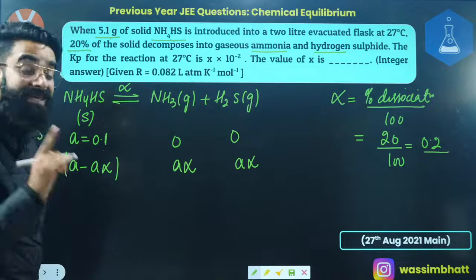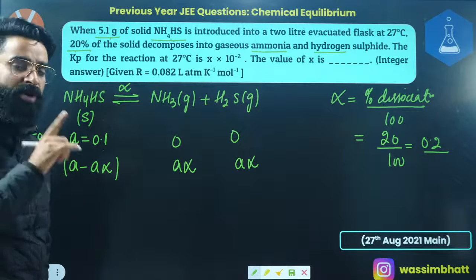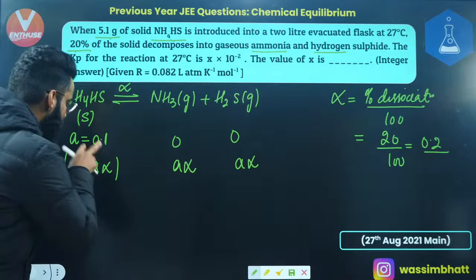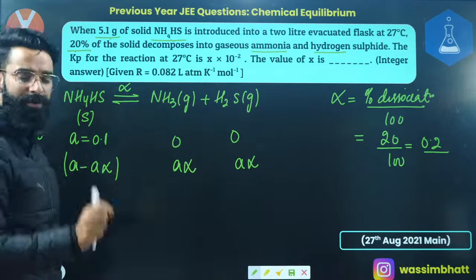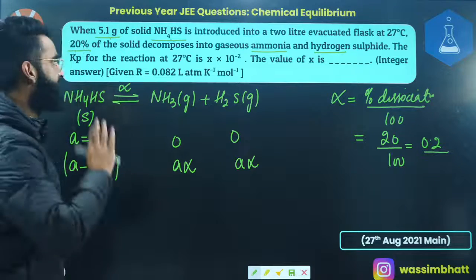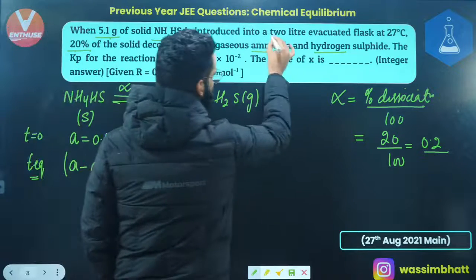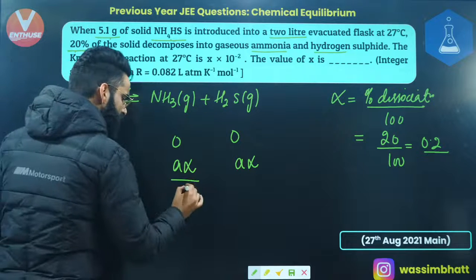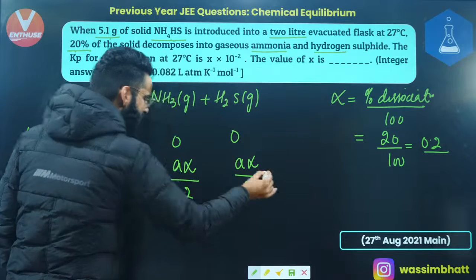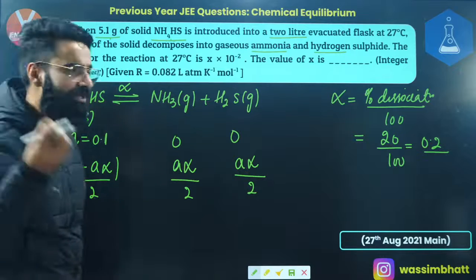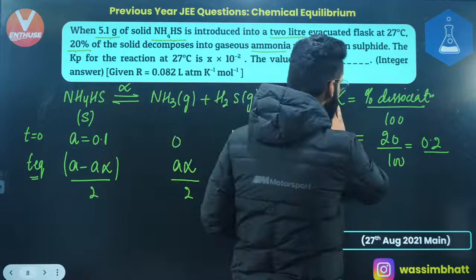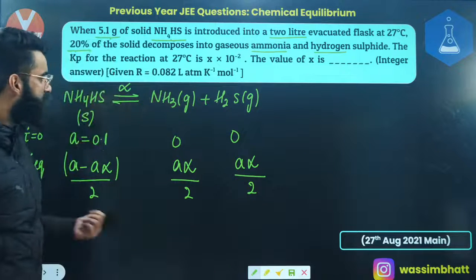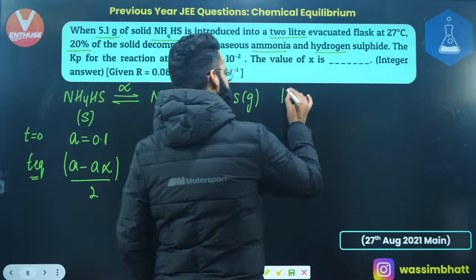In order to calculate Kc, do I need the moles of reactants and products at equilibrium? No, I need the concentration. So I need to divide all these moles of reactants and products by the volume of the system. Volume of the system is given to me as 2 liters. So if I divide each by 2 liters, I get the concentration of each reactant and product at equilibrium. Once we have the concentrations, I'll write the expression for Kc.